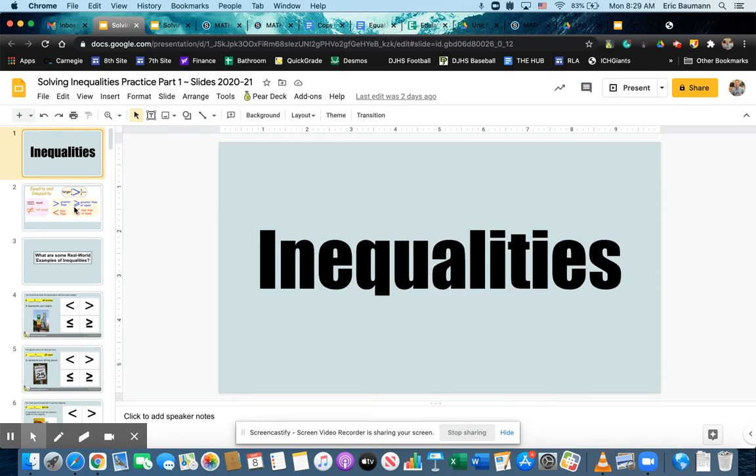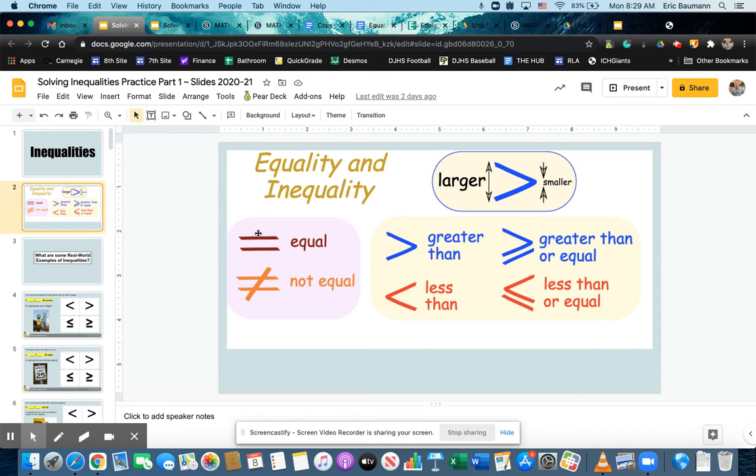So here are the signs that we're going to be dealing with. We have equality signs, such as equal and not equal. And then we have inequality signs with the greater than or less than symbols that we had before, and greater than or equal to or less than or equal to signs. The line underneath makes it so that it could be equal to it as well.